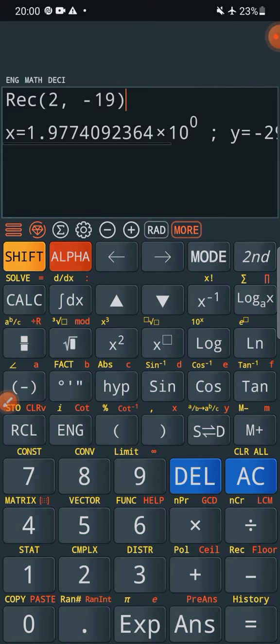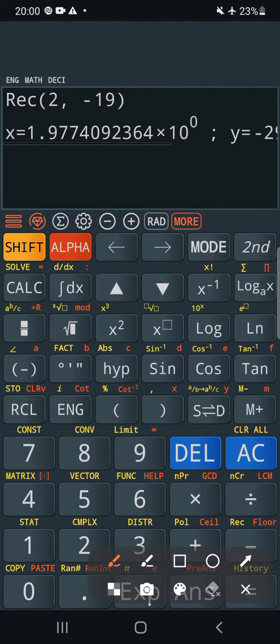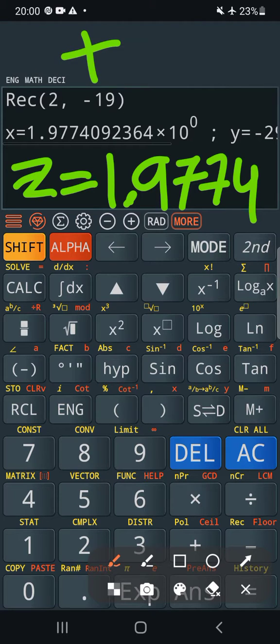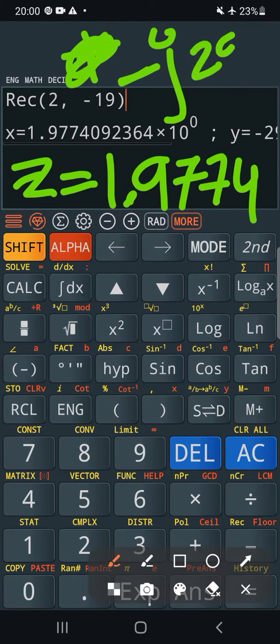You can write this value in rectangle form like this. Just see here, you can write z is equal to 1.9774, plus, but the value of my y is minus, so instead of plus you can directly write minus j, this one is 299 point, and after the point you have to consider 4 digits. So like this we can convert from polar to rectangle and rectangle to polar.